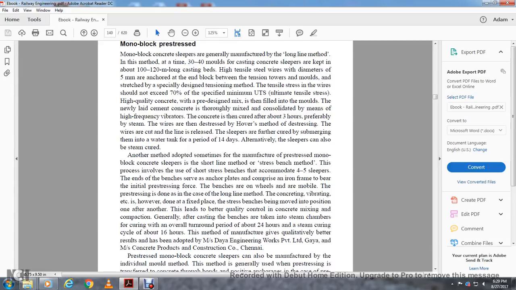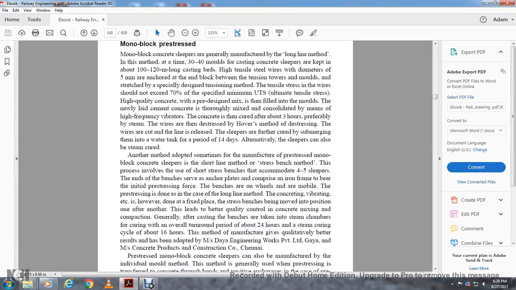Another method sometimes adopted by manufacturers to pre-stress the monoblock concrete sleeper is the short line method, or the stress bench method. This process involves using short stress benches accommodating 4 to 5 sleepers, with anchor plates at the ends of the bench and an iron frame to bear the initial pre-stressing force. The benches are on wheels and are mobile.